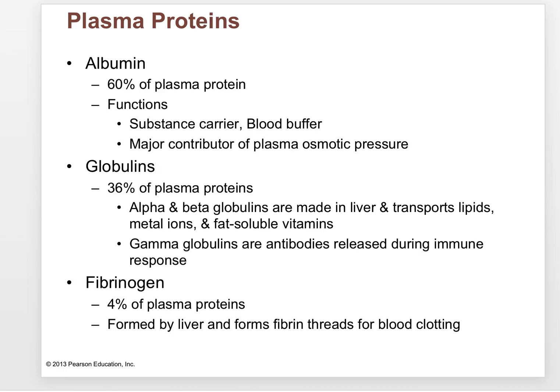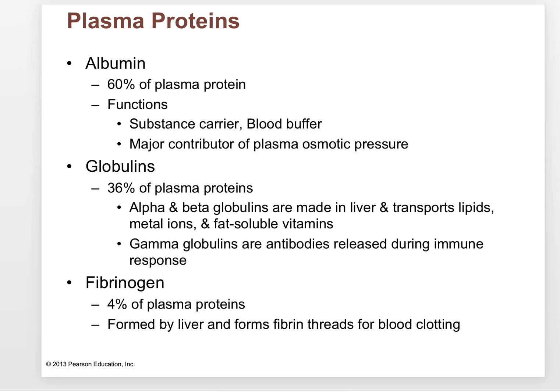The plasma proteins are the 3 main groupings of proteins. Albumin is about 60% of the plasma protein, and it's a carrier protein. It functions as a substance carrier. Substances can bind to albumin and be carried throughout the blood system. Albumin is a major contributor of plasma osmotic pressure. Osmotic pressure is the pressure, like a blood pressure, that's the result of the components within the blood, like sodium and potassium and the different factors that contribute to osmotic pressure.